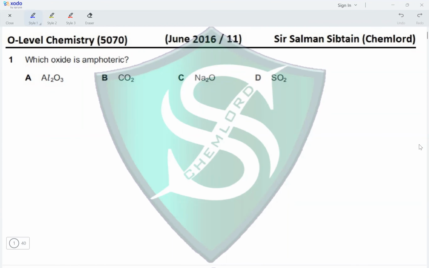Hi guys, this is O-Level Chemistry, paper 11, June 2016, question 1.